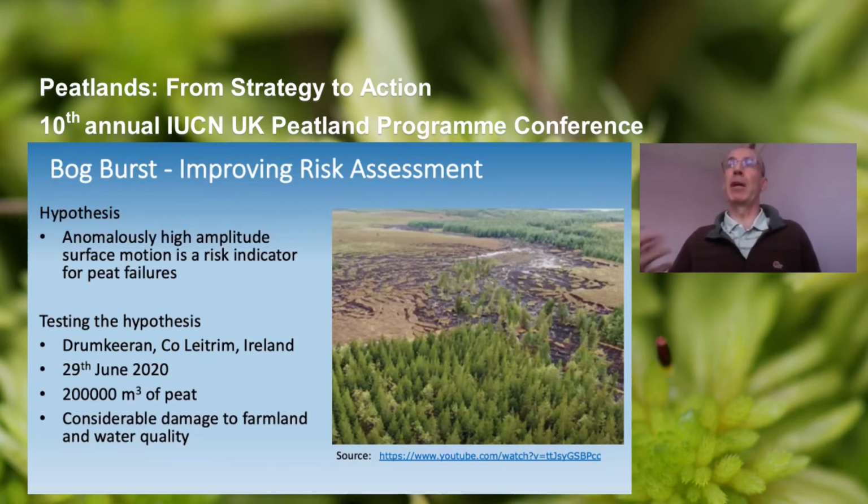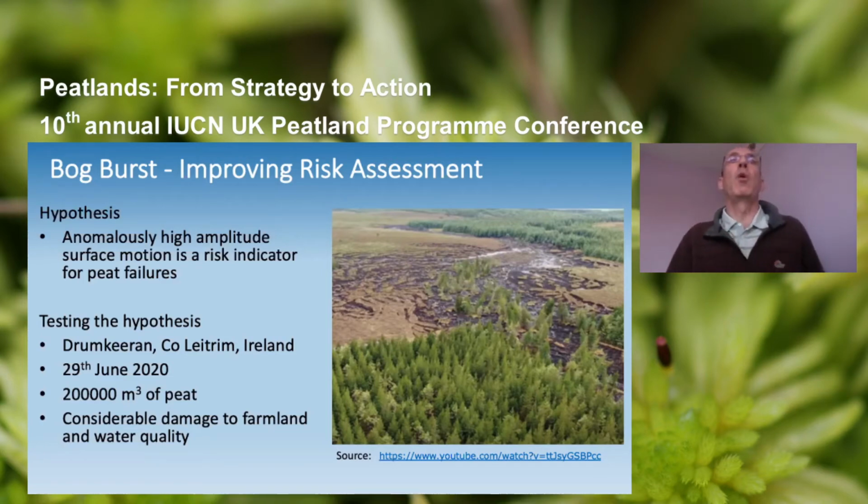Now, peat failure causes huge losses, and one of the best examples of that was what happened in Ireland this year. We had the Drumkeeran peat failure. It occurred in County Leitrim on the 29th of June, and roughly 200,000 cubic metres of peat headed downhill. It devastated farm lands, it damaged water quality, it caused loss of reputation for those managing the land in the neighbouring forestry. So those losses are considerable. And we examined that site in great detail.